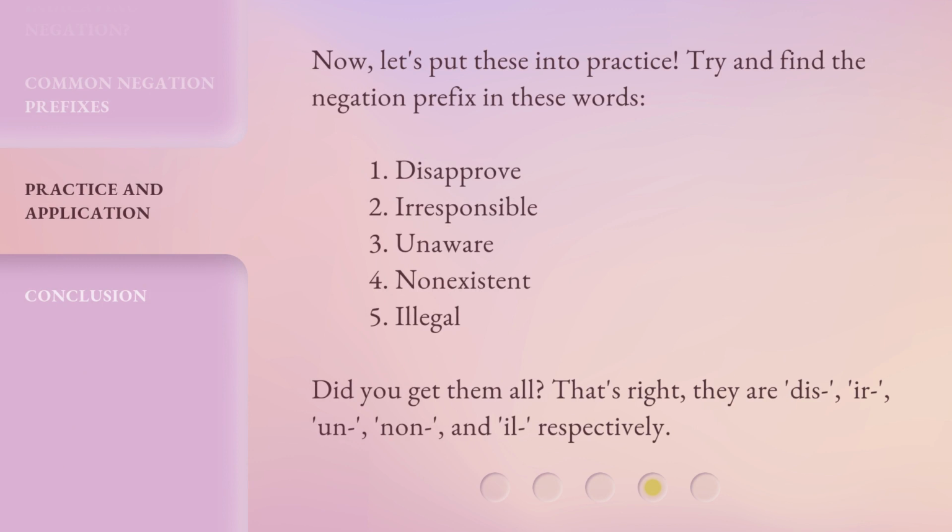Now, let's put these into practice. Try and find the negation prefix in these words. 1. Disapprove. 2. Irresponsible. 3. Unaware. 4. Non-existent. 5. Illegal. Did you get them all? That's right. They are dis, ir, un, non, and il, respectively.